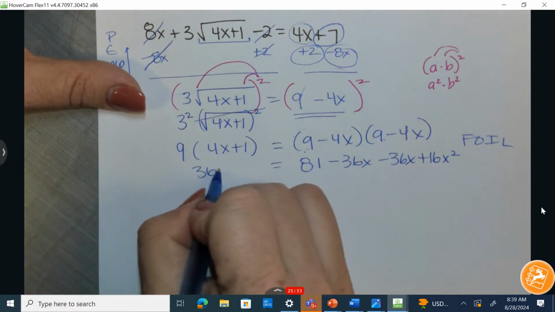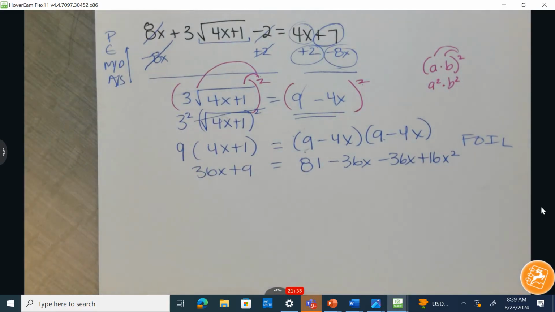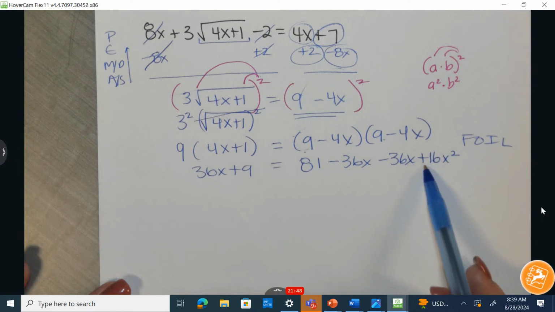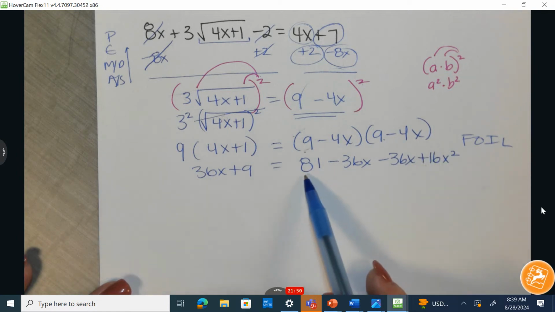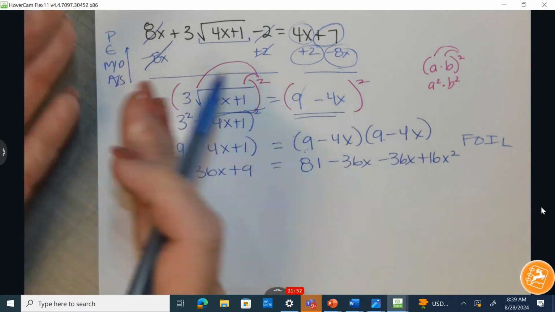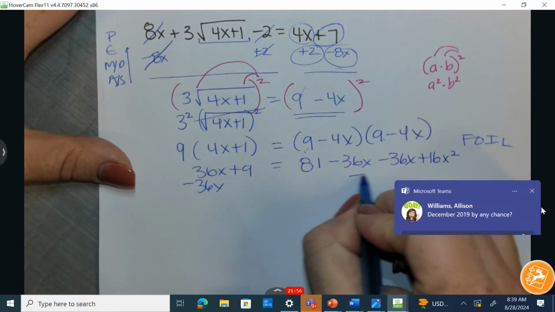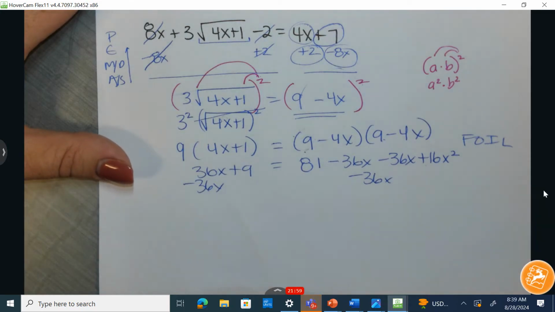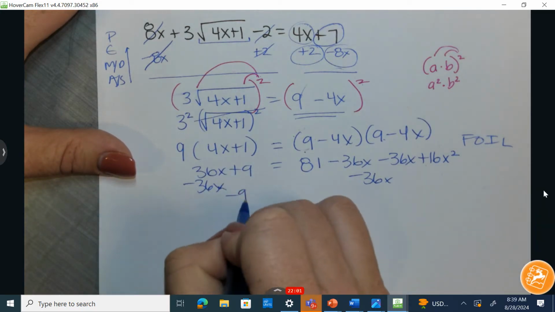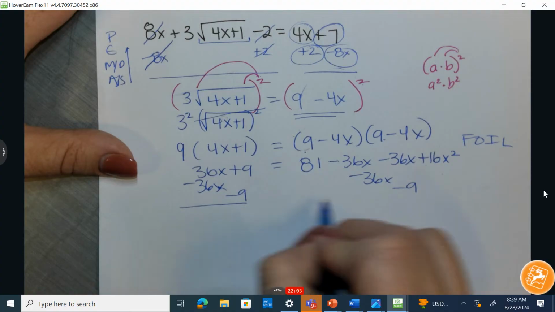Over here is 36x plus 9. All I've done is distribute. FOILing is distributing. Now I need to ask myself, do I move things to the right or to the left? It's always to our advantage to have the leading coefficient positive. Since the leading coefficient is positive on the right, and the majority of terms are on the right, I'm going to move everything over to the right-hand side. Minus 36x, minus 36x, minus 9, minus 9.